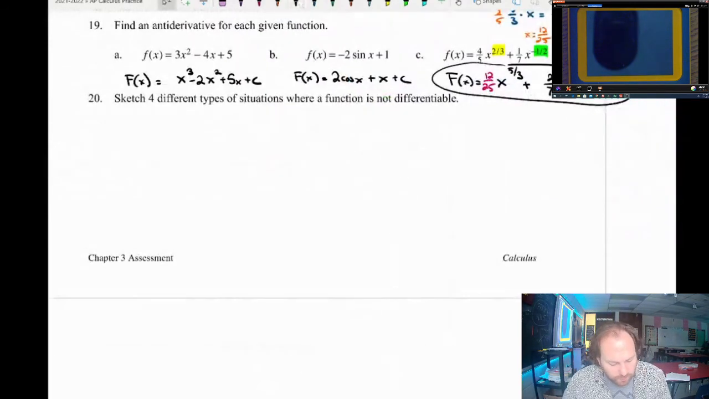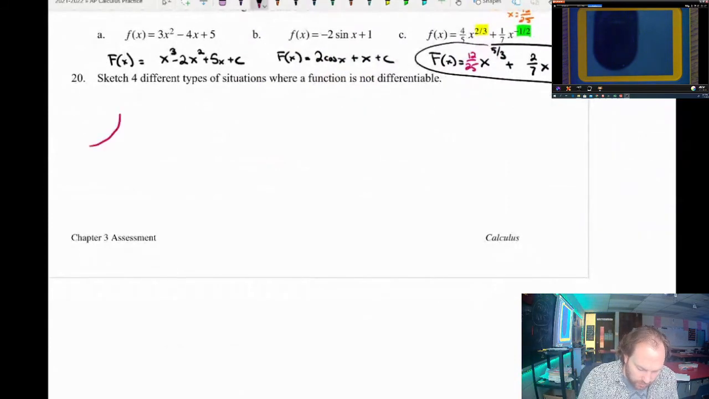There are at least 4 different types of situations where a function is non-differentiable. Let's write 3 of them. How about a cusp, a sharp corner? How about a vertical tangent line like that? That would be a non-differentiable point.